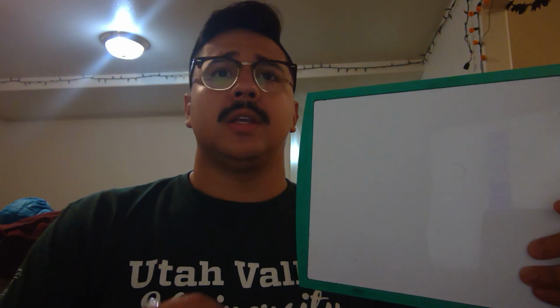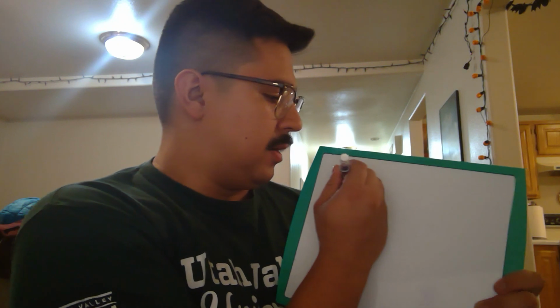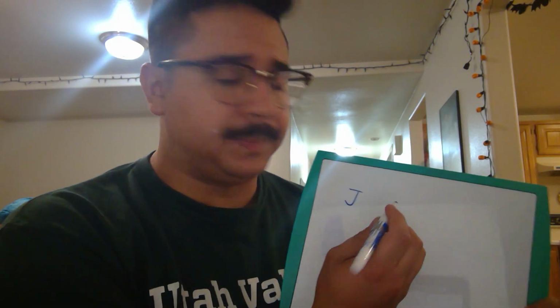So what are our knowns? Our knowns are that we know that the impulse on a particle equals the change in the particle's momentum. And we know that by this equation.